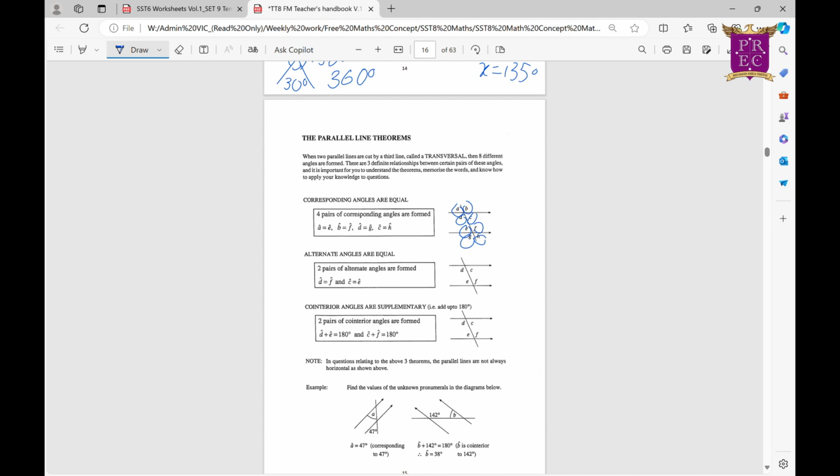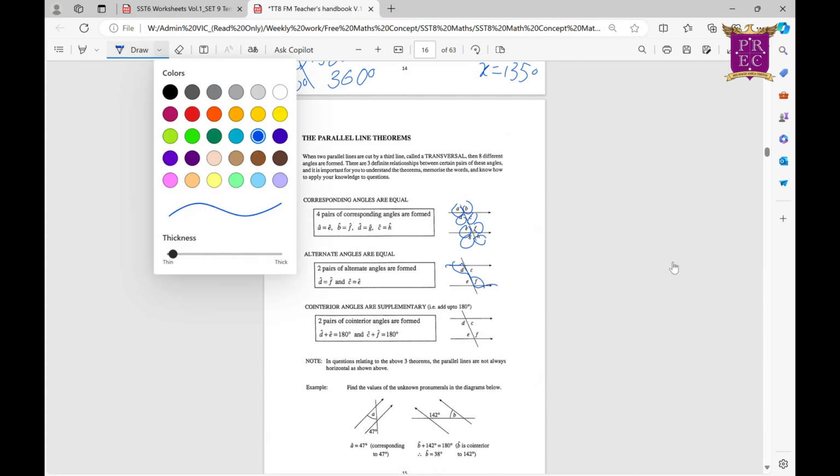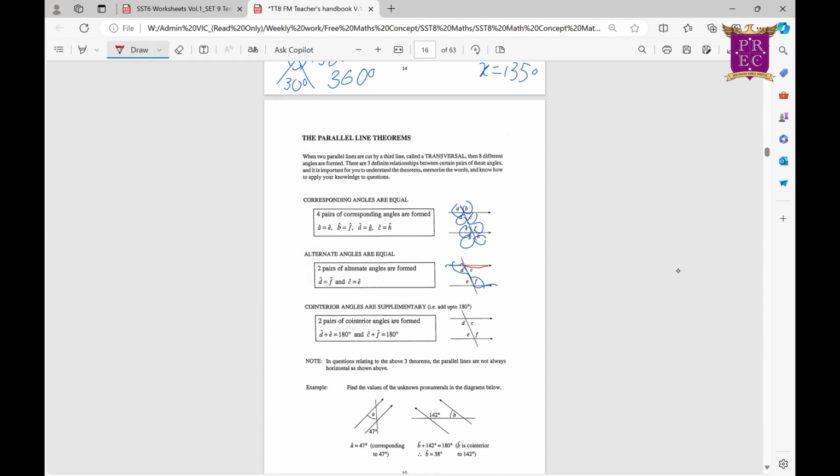Okay, and if we have a look at alternate angles, you have a look at, just draw a Z to see where the alternate angles are. So D and F are equal, and we'll do a different color. C and E are equal. We just draw a Z this way or a Z the other way, okay, to find out the alternate angles. Alrighty, let's keep going.